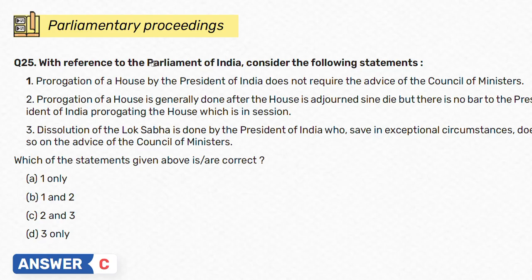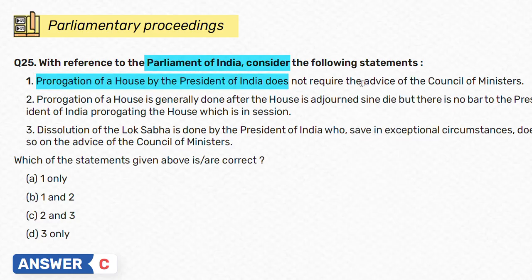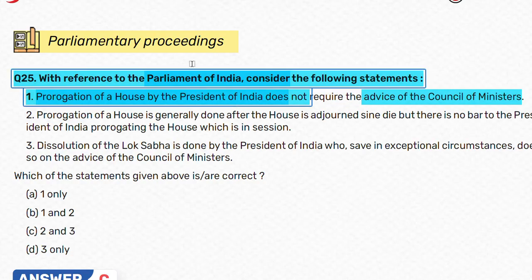With reference to the Parliament of India, consider the following statements. Prorogation of a House by the President of India does not require the advice of the Council of Ministers. This is incorrect. Generally, the advice of the Council of Ministers is a must for the President to do any kind of work. However, there are certain exceptions. I'm saying generally. Here you need to have the consent of the Council of Ministers. So this is incorrect.